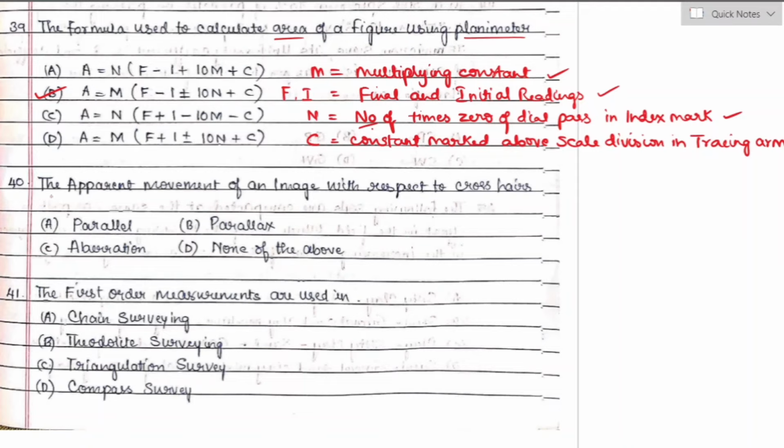Question number 40. The apparent movement of an image with respect to crosshair is parallax. Option B is the right answer. Parallax is the displacement or difference in the apparent position of an object viewed along two different lines of sight, and it is measured by the angle or semi-angle of inclination between those two lines. Question number 41. The first order measurements are used in triangulation survey. Option C is the right answer.